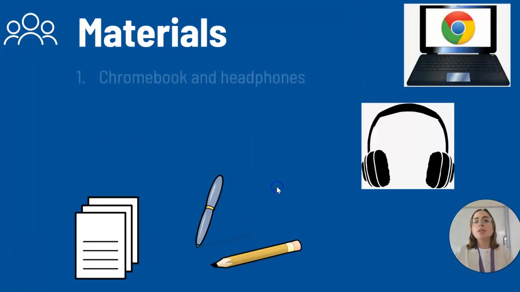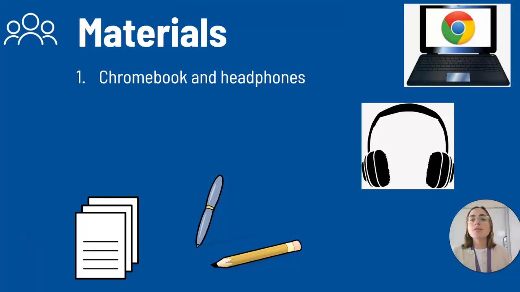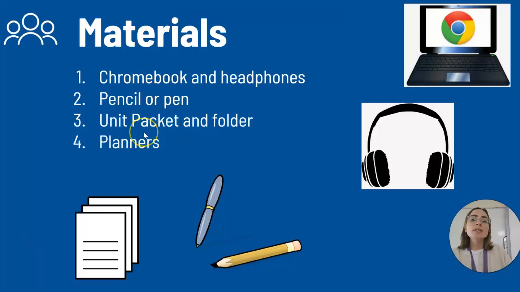So what materials do you need in English 10? You're going to need your Chromebook and headphones for the videos on Schoology. You'll need a pencil or a pen to take notes. You'll always need your unit packet. And I really suggest keeping your unit packet in a folder where it's not going to get crumpled up. If you need a folder, talk to me. I have some extras in the classroom, but it's a great idea to keep your unit packet in a folder in your backpack. And then you'll want to bring that planner sheet that I give you every day because we'll be writing on them daily.